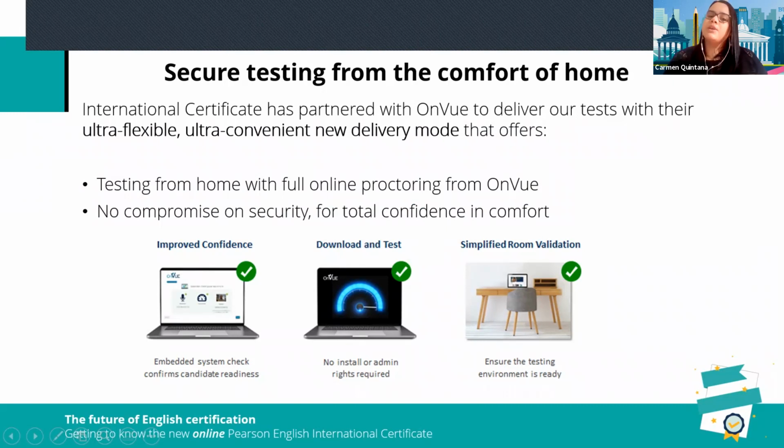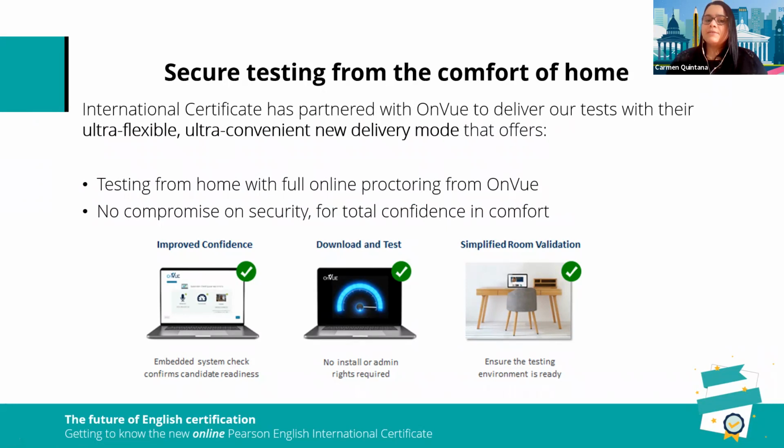So International Certificate has partnered with OnView. OnView is part of the Pearson VUE organization. And we can deliver the tests with their ultra flexible, ultra convenient new delivery mode. You can test from home with full online proctoring without compromising on security and making sure that you have total confidence in your comfort. So you can do a system check, you can make sure that your equipment is suitable to take the test, but you also don't need to download any special software to do that. And all the check-in process and the security validation is embedded and step-by-step guided in the test.